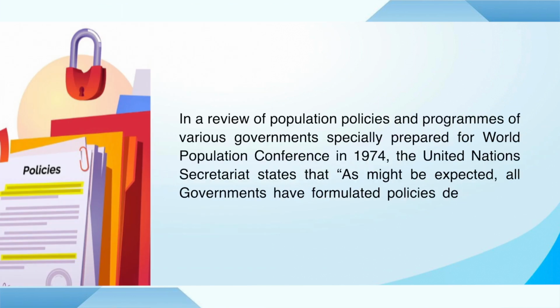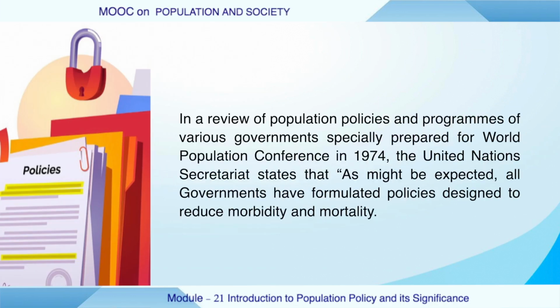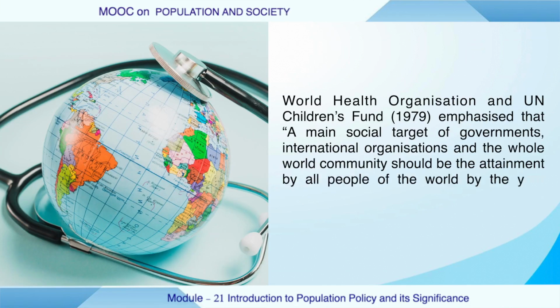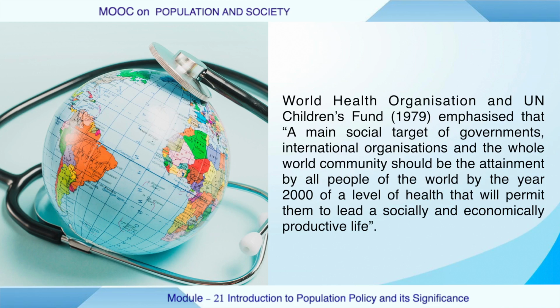Later, we had a population conference in 1974 and the United Nations Secretariat stated that, as might be expected, all governments have formulated policies to reduce morbidity and mortality. Also, the World Health Organization and United Nations Children's Fund in 1979 emphasized that a main social target of governments, international organizations and the whole world community should be the attainment by all people of the world by the year 2000 of a level of health that will permit them to lead a socially and economically productive life.